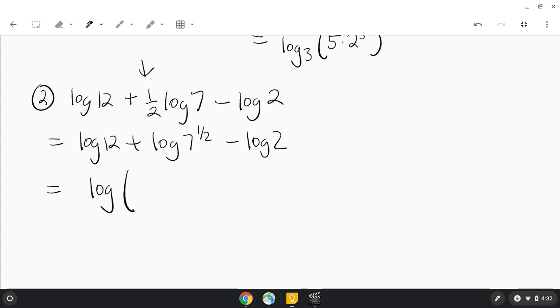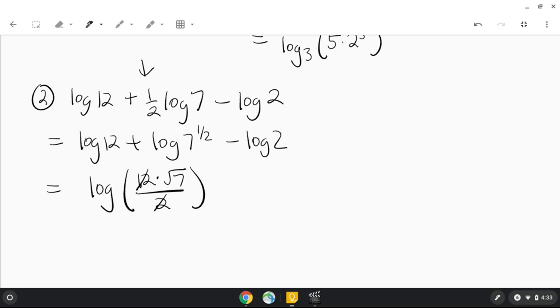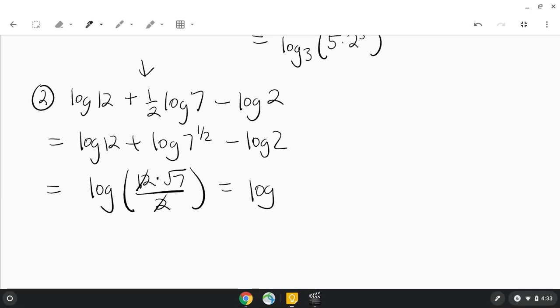And again, anything positive will go in the numerator. Anything that's negative will go in the denominator. So log 12, that one's positive, so that goes up. Plus log 7 to the 1/2, that's positive. So I'm going to write that as square root 7. Okay. And then now we have a minus log. So that one will go down below. Okay. And if you want, you can reduce this. So log of 6 times square root 7.